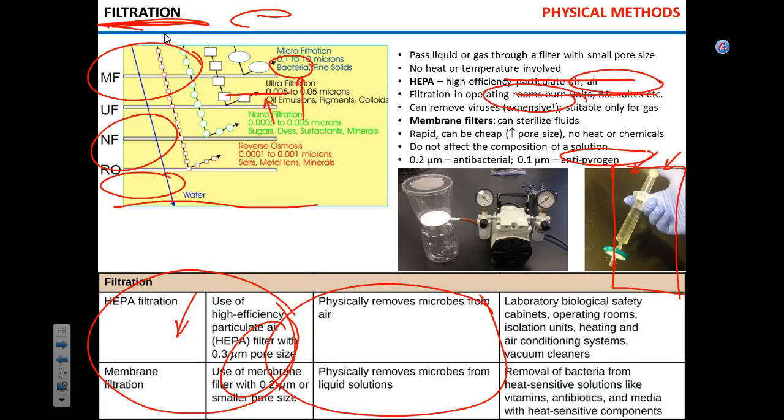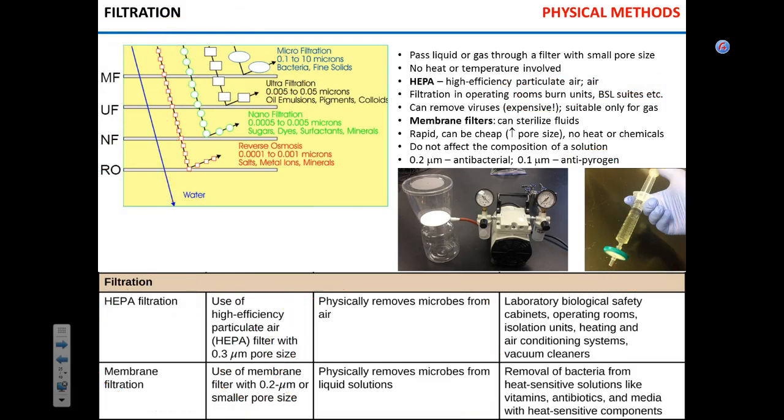Now, the third method that I want to mention is filtration methods. As you can imagine, filtration cannot be used for disinfection or sterilization of solids, because you can't really filter solids. But it is very convenient for disinfecting or sterilizing large volumes of fluids, and especially gases.